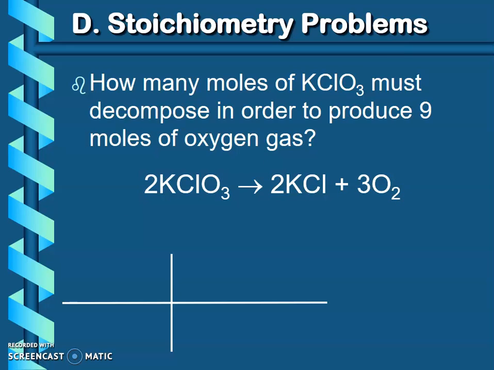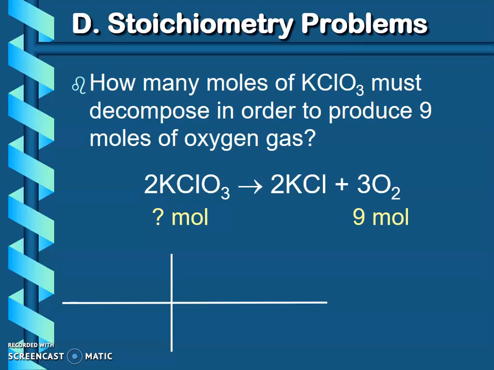Okay, next step. We have to identify our knowns and our unknowns. Okay, our known, it says 9 moles of oxygen gas. That's what we want to make, 9 moles of oxygen gas. And it says how many moles of KClO3 must decompose. So KClO3 is our unknown. That's what we want to know.